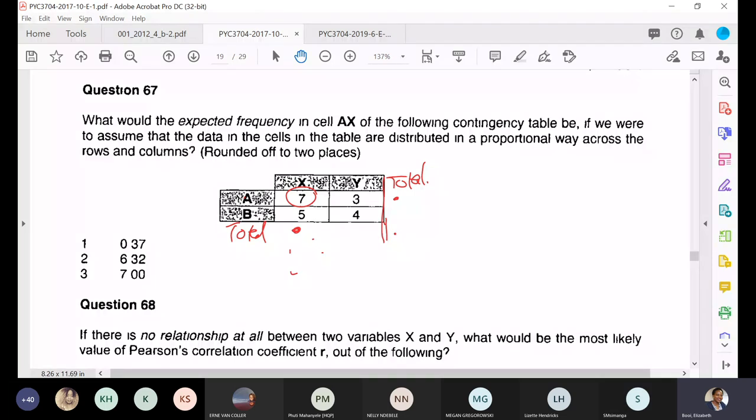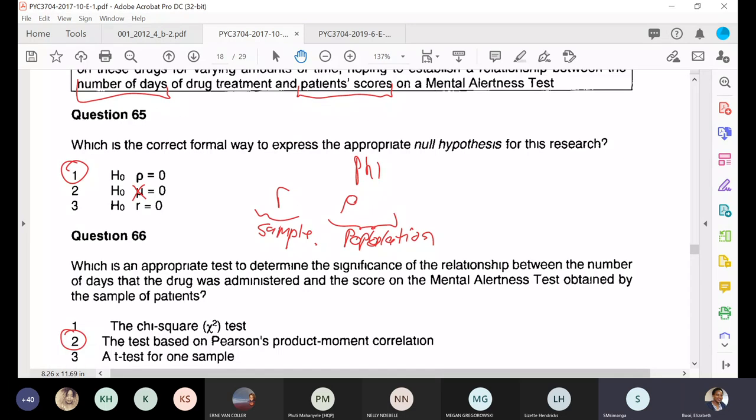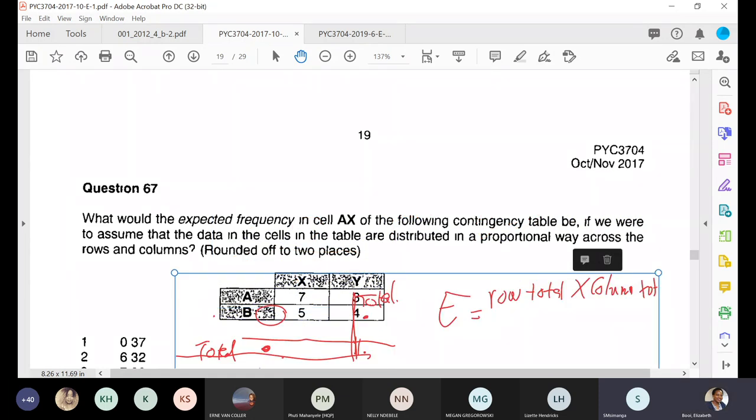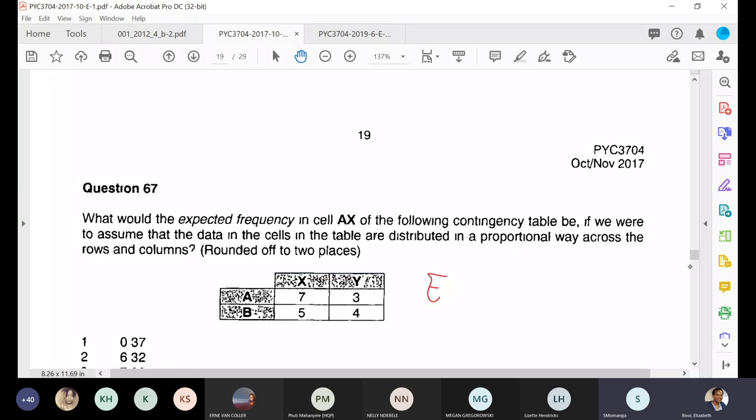So create the totals. So we will have to calculate the expected frequency by using row total times column total, divided by the grand total.